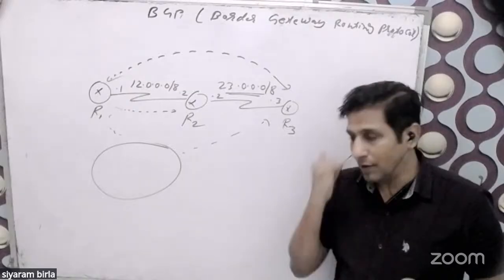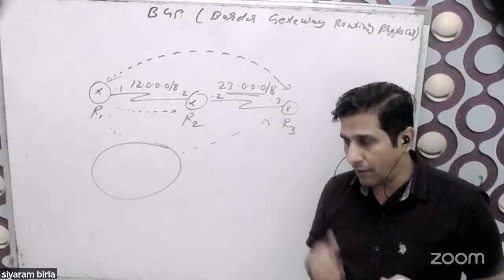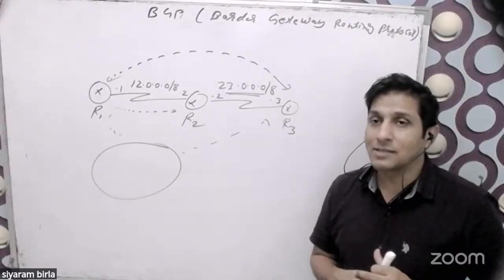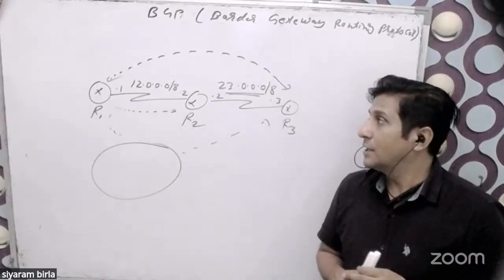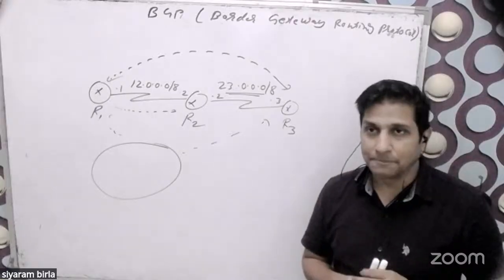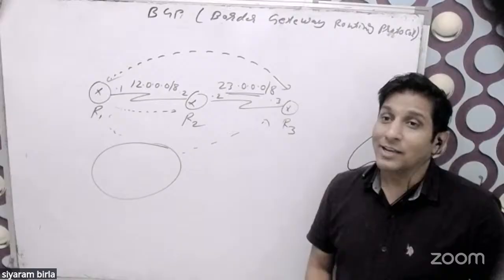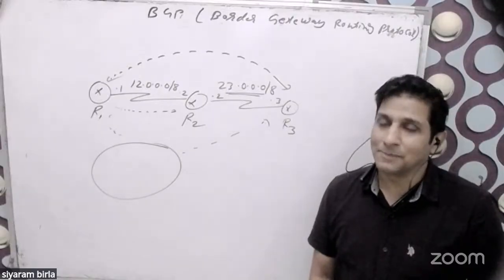In MPLS, we will start the MPLS batch soon. In MPLS, I will explain that they can create the indirect neighborship. So BGP can create the indirect neighborship. It is the second advantage of BGP.